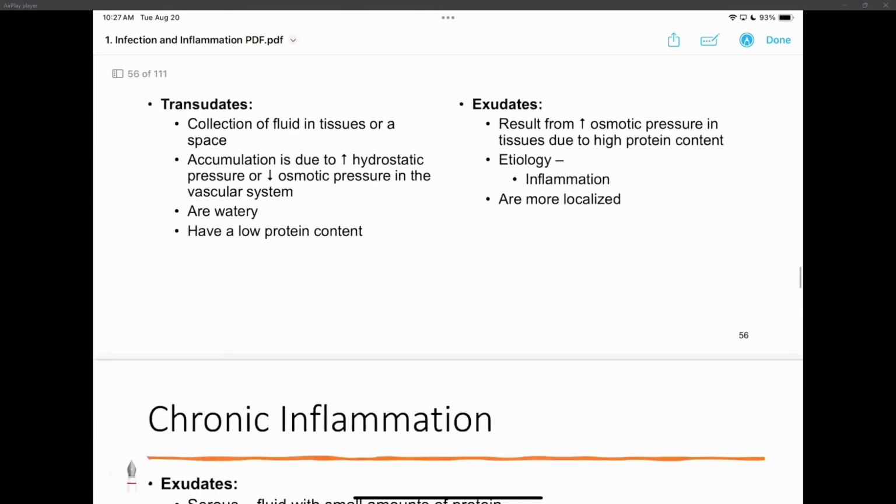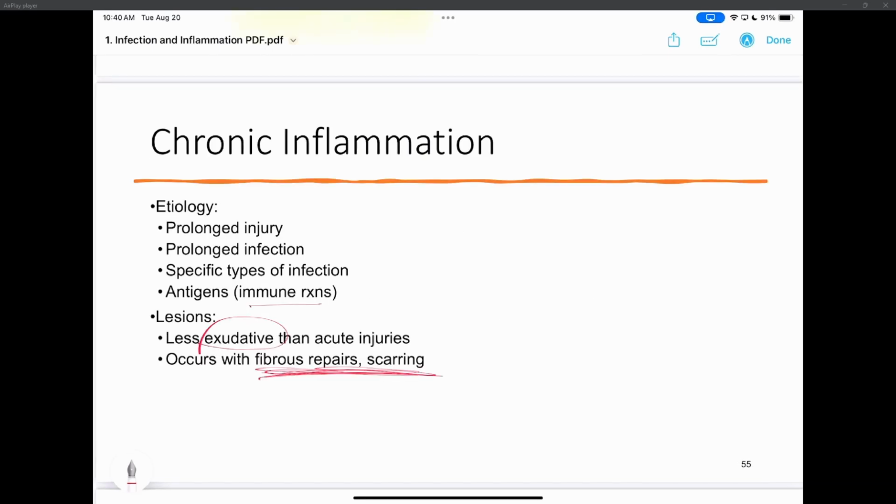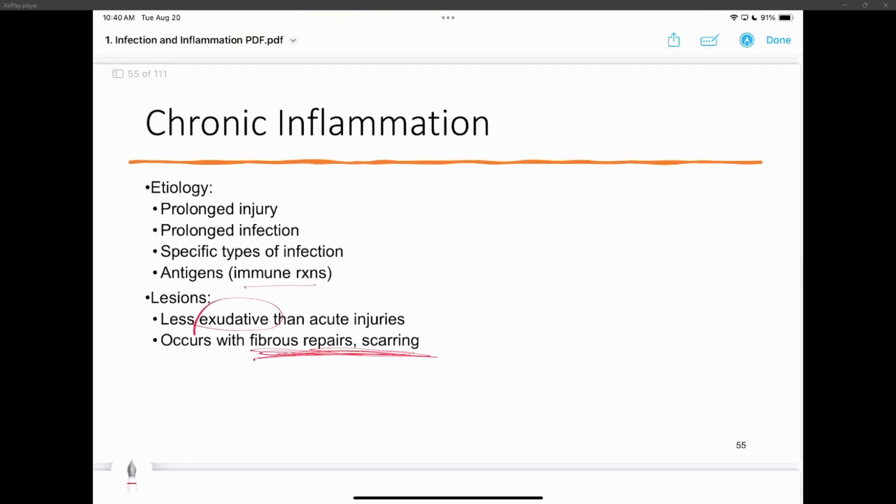Okay, well, let's stop here. We'll come back. Take a break. Come back at 10:40. Okay, we'll get started and finish up.